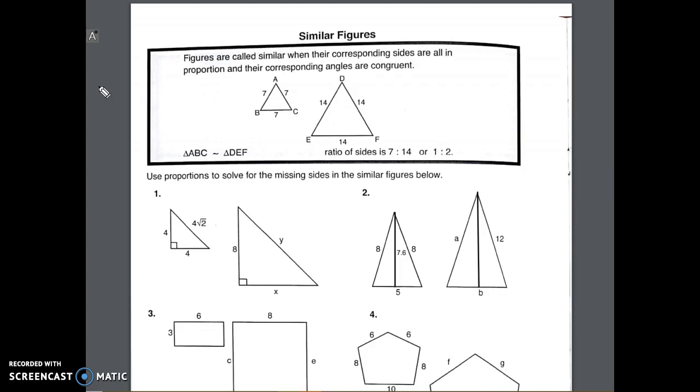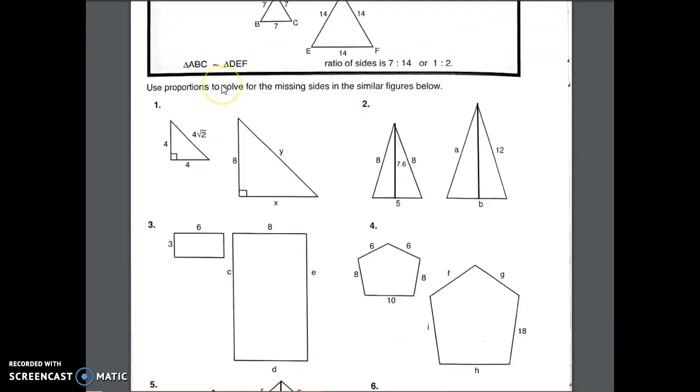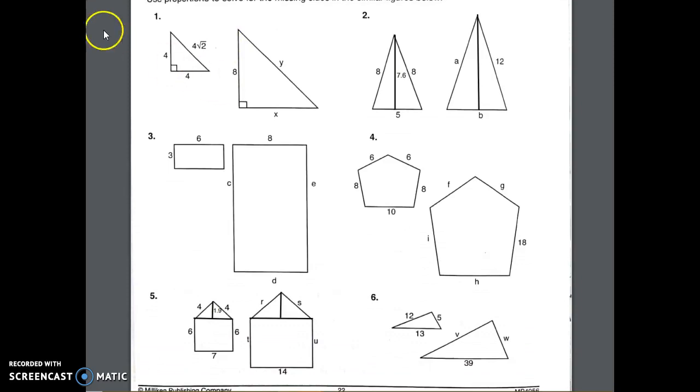Figures are called similar when their corresponding sides are all in proportion and their corresponding angles are congruent. So we're going to be using proportions to solve for the missing sides of the similar figures. I'm going to pull this up so we can see our whole page. And I did example 1 and 2 here, so I will demonstrate that.